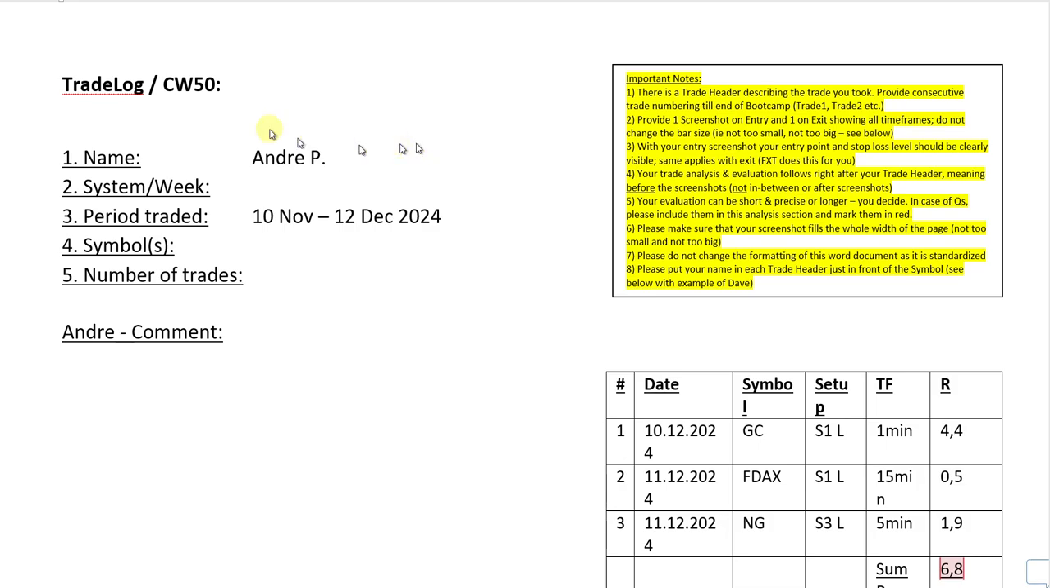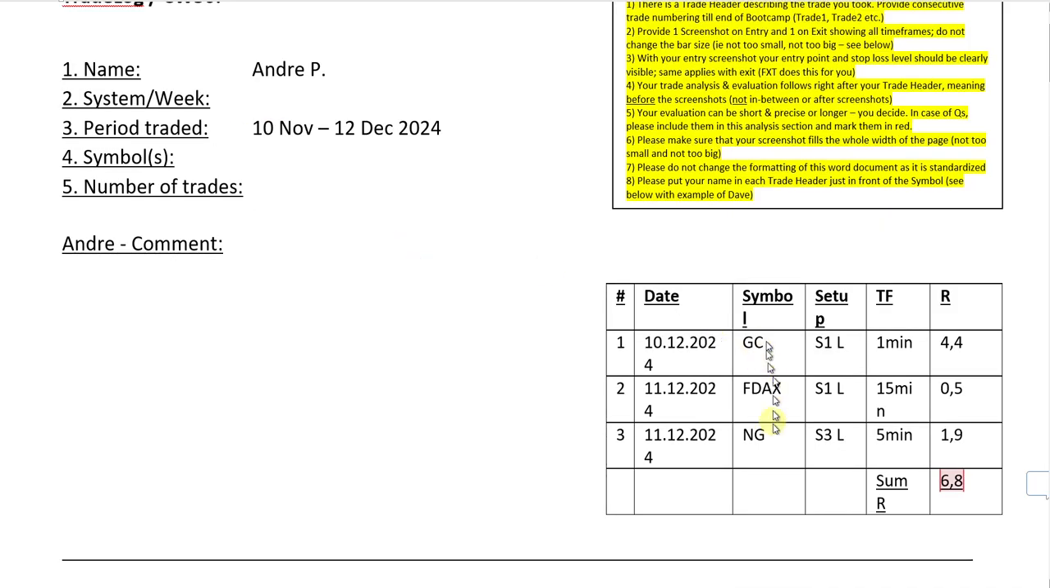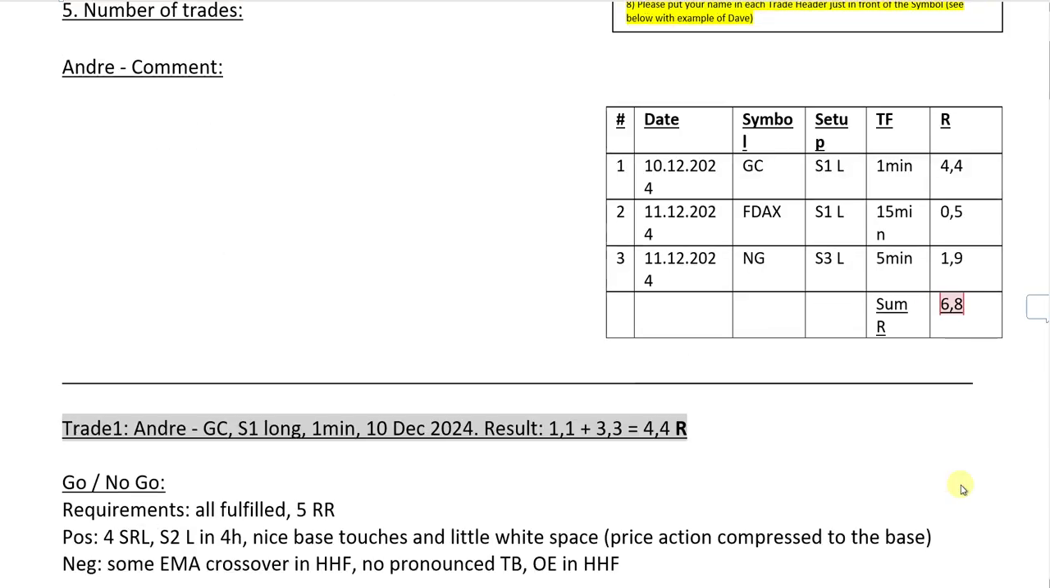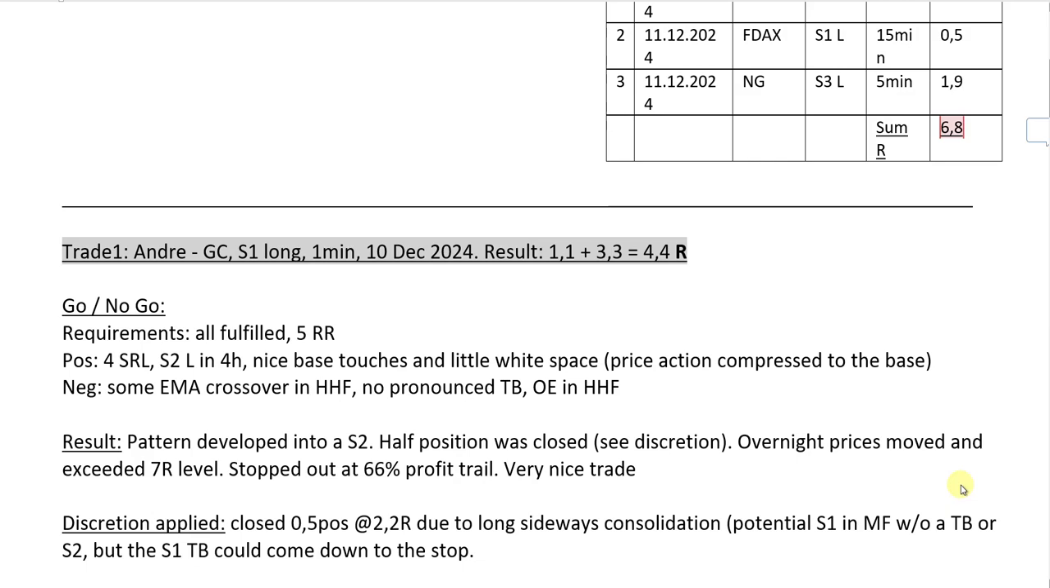I just wanted to show you his last trade log of the year, calendar week 50, and then his first trade log of the year, calendar week 2, and he's really doing well. We can see here he traded these three contracts: gold, FDAX, the German stock index, and natural gas. Beautiful results, right? 6.8 R for the week. That's overachieving the minimum monthly R target.